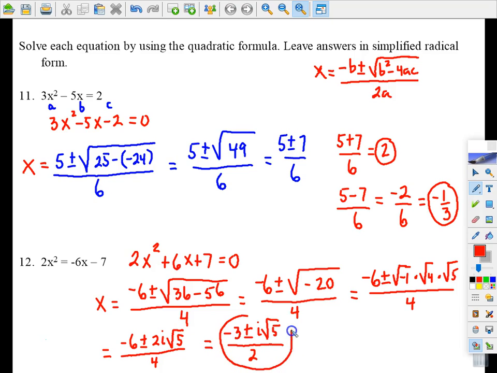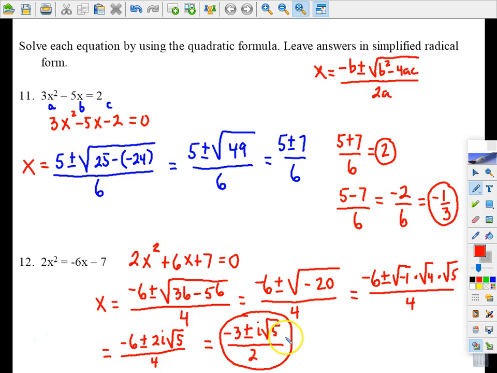So in that one fraction, we actually have 2 solutions because we're doing plus minus. And this is the simplified radical form. So when it says simplified radical form, don't use your calculator. You're not changing radicals into rounded decimals. You're just leaving the answer as a simplified radical.